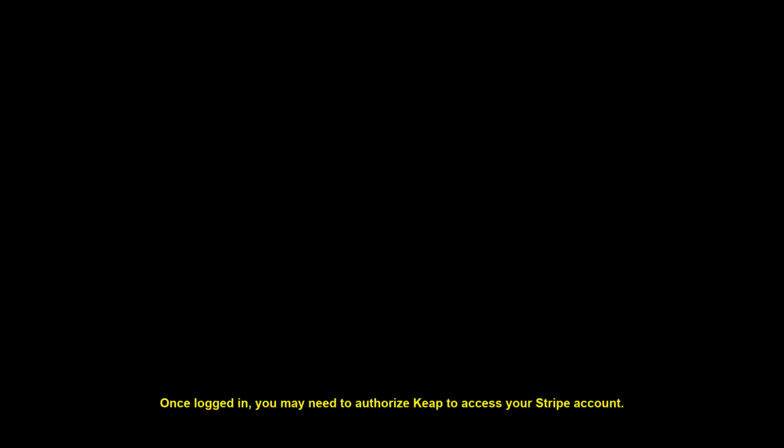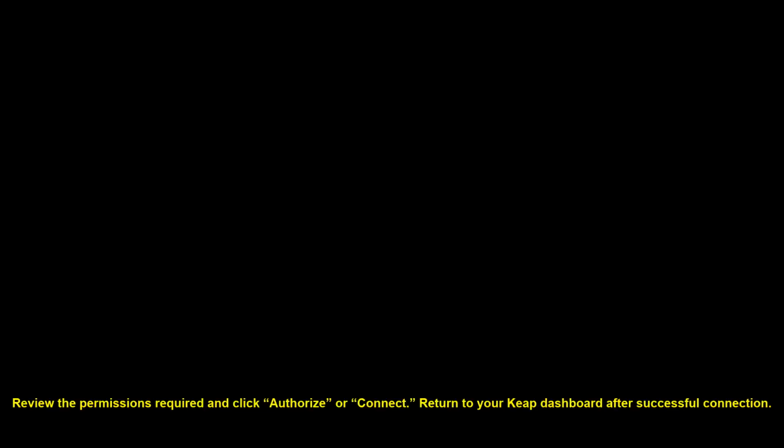Once logged in, you may need to authorize Keap to access your Stripe account. Review the permissions required and click Authorize or Connect. Return to your Keap dashboard after successful connection. You should see a confirmation that Stripe is now linked to your Keap account.